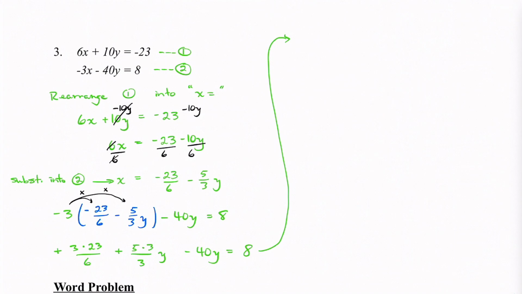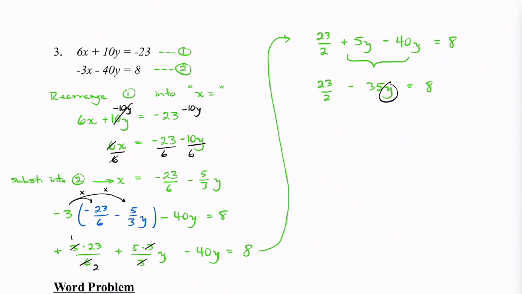But first I'm actually going to do some canceling down here. This 3 and this 6, I can divide both of those by a 3. So that'll cancel to a 1, that'll cancel to a 2. Same with these 3's, those can both cancel there. So what I get out, I had 23 over 2, plus 5y, then minus 40y equals 8. So these y's here I can put together. I'll just leave the 23 over 2. I have 5y minus 40y, that's minus 35y equals 8.